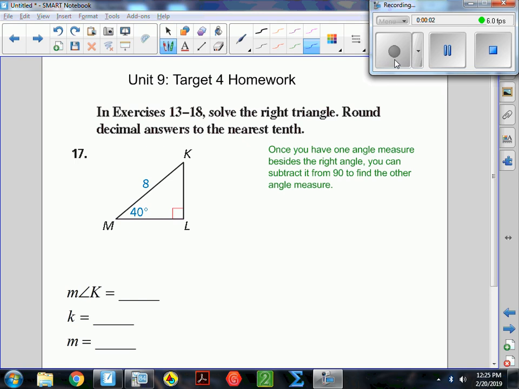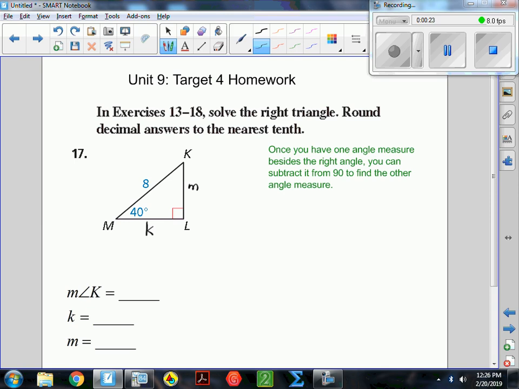Okay, Unit 9, Target 4 homework. Number 17, solve the right triangle. So we are trying to find side M, which is segment KL. It's across from angle M. And trying to find side K. We use the lowercase k across from angle K, capitalized.